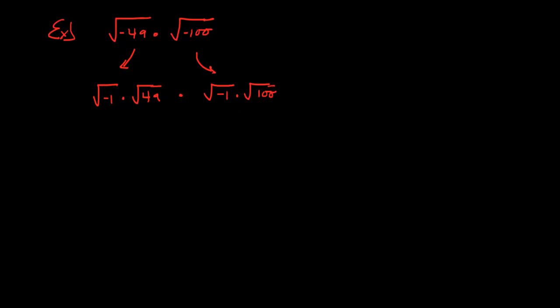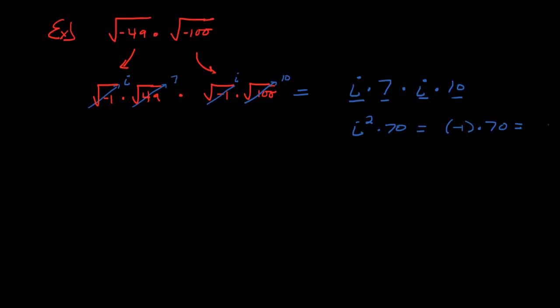And we recognize that square root of negative 1 gives you a value of i. The square root of 49 gives you a value of 7. The square root of this negative 1 gives you another value of i, and the square root of 100 gives you a value of 10. So this will simplify into i times 7 times i times 10. And we know i times i gives me i squared, and 7 times 10 gives me a value of 70, but i squared is equal to negative 1 times 70. So in fact, this is negative 70.